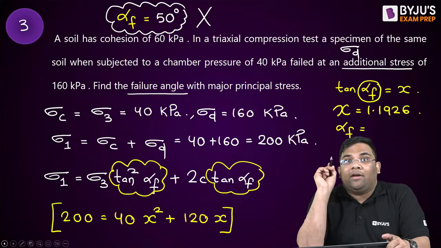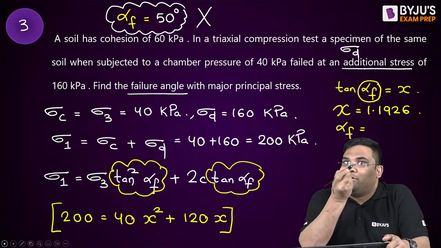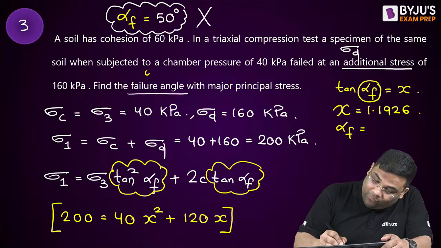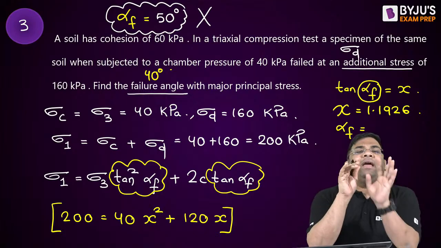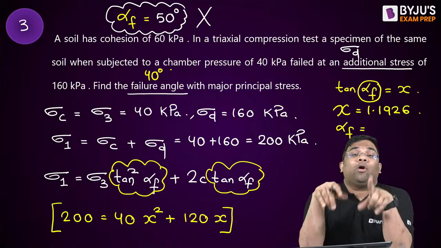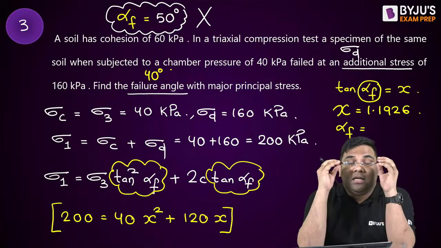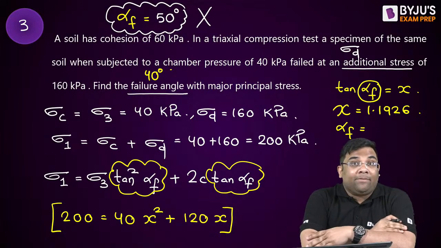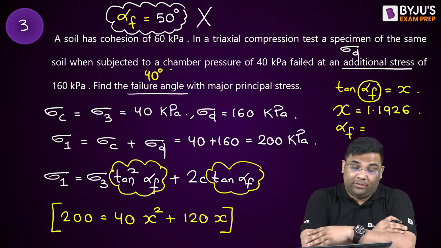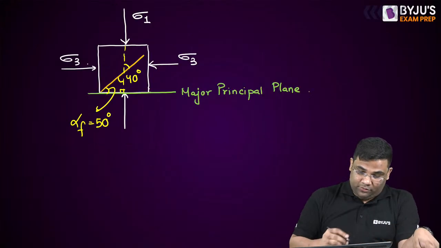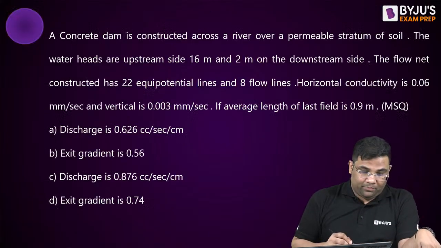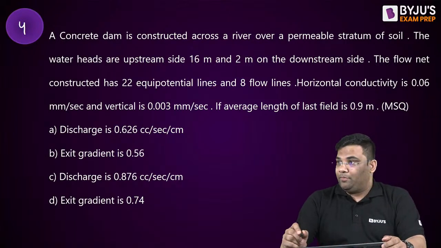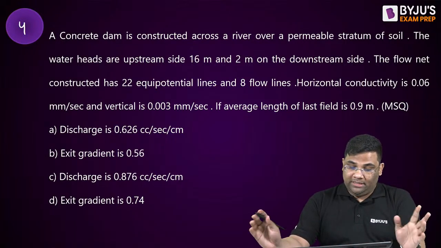So read the question carefully. They might change one or two words and everything will change. The answer is 40 degree, okay? The failure angle which we get from the formula is always with the horizontal, or I can say the major principal plane, right? Whereas here they have asked with the major principal stress. Third question is over. Very good. Let us go to the fourth one. Fourth one is MSQ. So let us solve this MSQ. So many things are given.